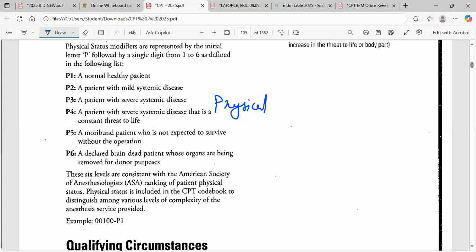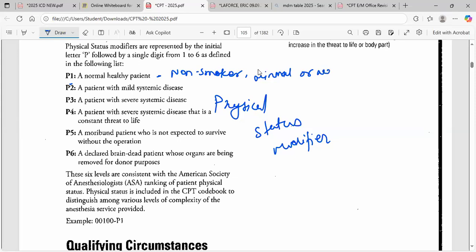These are the physical status modifiers. These physical status modifiers represent how the patient is doing at the time of the procedure. You have to use the P1 modifier when the patient is completely healthy. Healthy means the patient is a non-smoker. If the patient is a non-smoker, you are going to use P1, or minimal or no use of alcohol. Minimal or no use of alcohol also comes under the healthy patient.